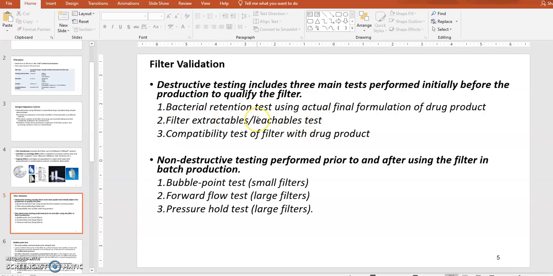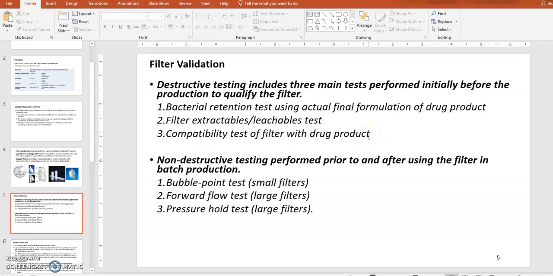And the filter extractable and leachable test. The filter is made out of some material, maybe plastic or chemicals, and you need to make sure that there are no extractables or leachables coming out of your filter itself or filter housing. If they come out, where would they go? They may end up being mixed up with your drug, and you don't want that. You don't want those chemicals going into your drug, right? So you have to do the testing to make sure that none of these is coming out and mixed up with your drug.